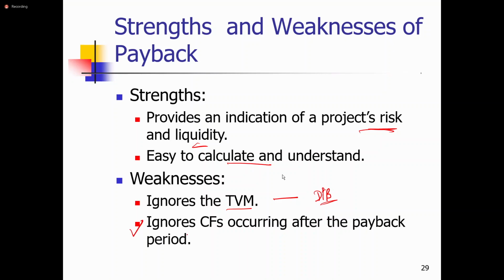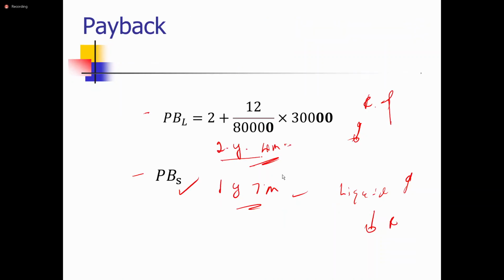But this limitation, ignoring the cash flows occurring after the payback period, exists even in the discounted payback and the non-discounted payback. Because the payback period just says when you can recover your cost. But it doesn't say anything about what happens to the project after the payback. Whether the project goes to 10 years or 5 years, what about the cash flows? Are there cash inflows or outflows? The pattern of the cash flow. So you can't get any sense about that from the payback period.